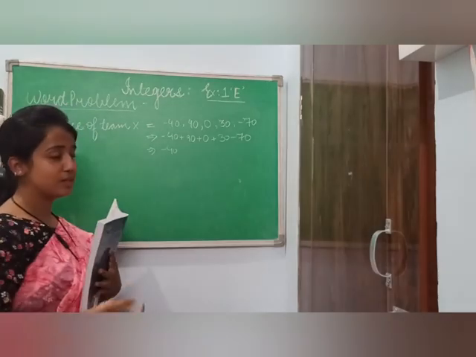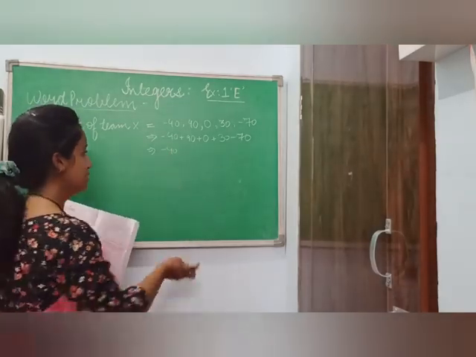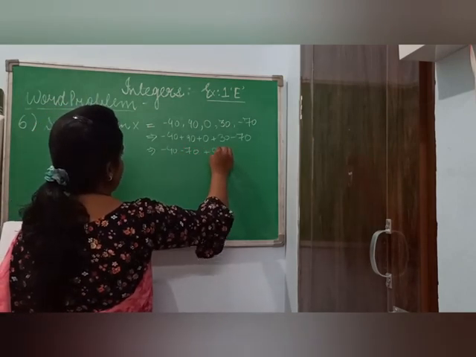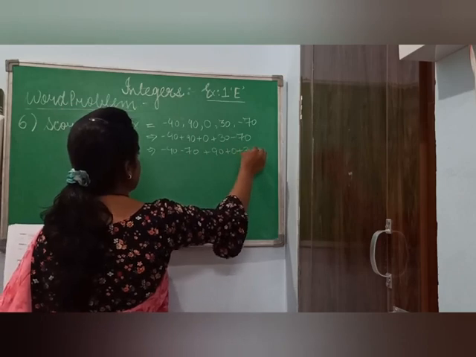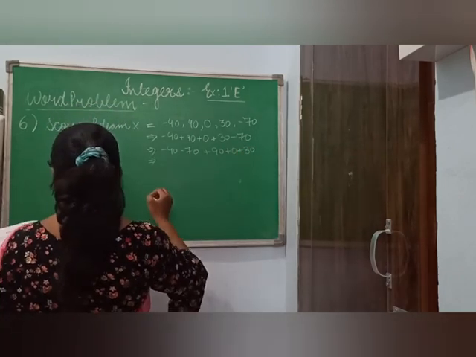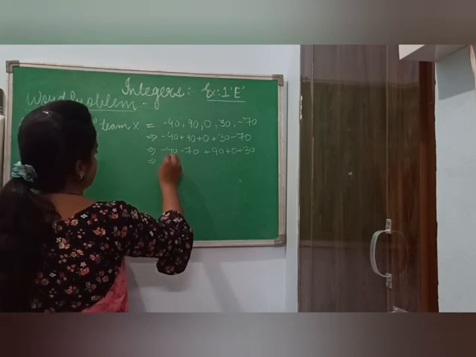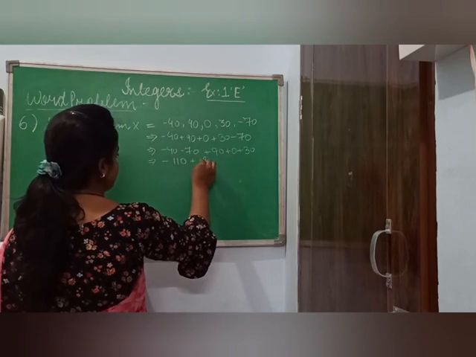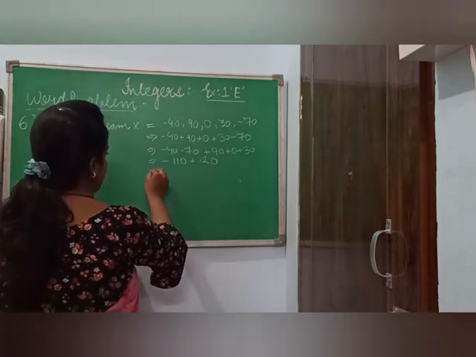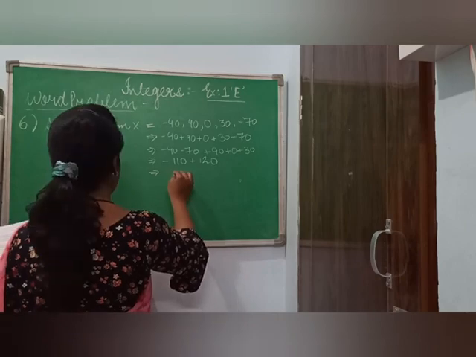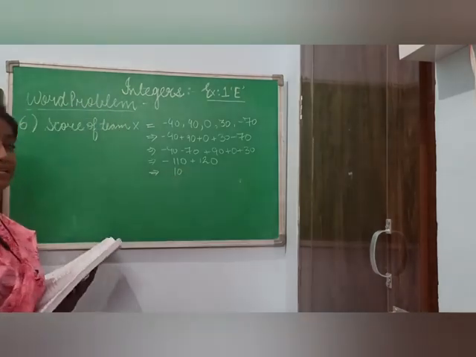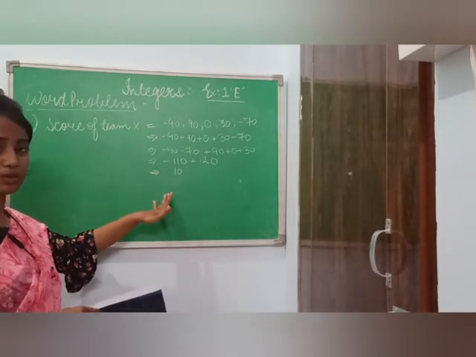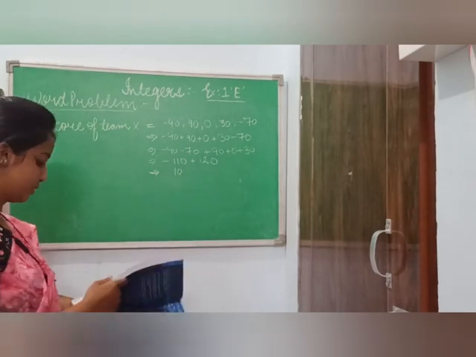We can take the minus numbers with the minus sign together and the positive numbers together, which means minus 40 and minus 70, plus 90, plus 0 and plus 30. So we will get plus 10 as the final score of team X. This is the score of team X. We wrote all the numbers and calculated the sum of whatever the team got.